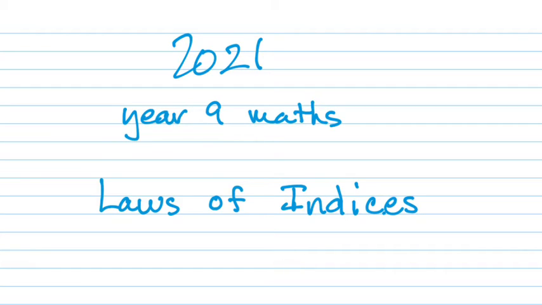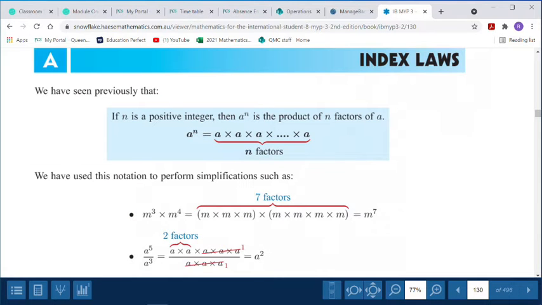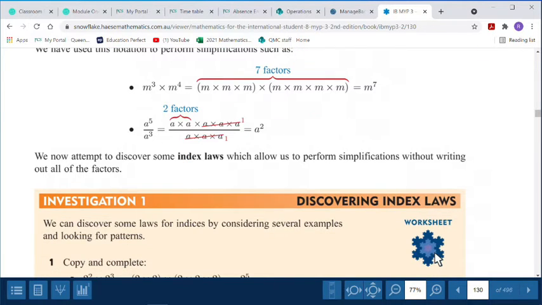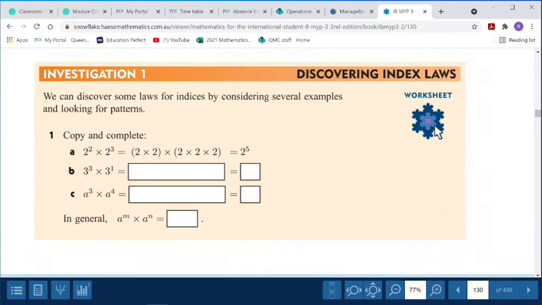So, laws of indices. Remember, we've seen that if you multiply an m to the third times an m to the fourth, we get m to the seventh. And again, what we're going to do today is just remember why. When you divide an a to the fifth by an a to the third, you get a to the second. You subtract the exponents. And again, today we're going to talk about why.